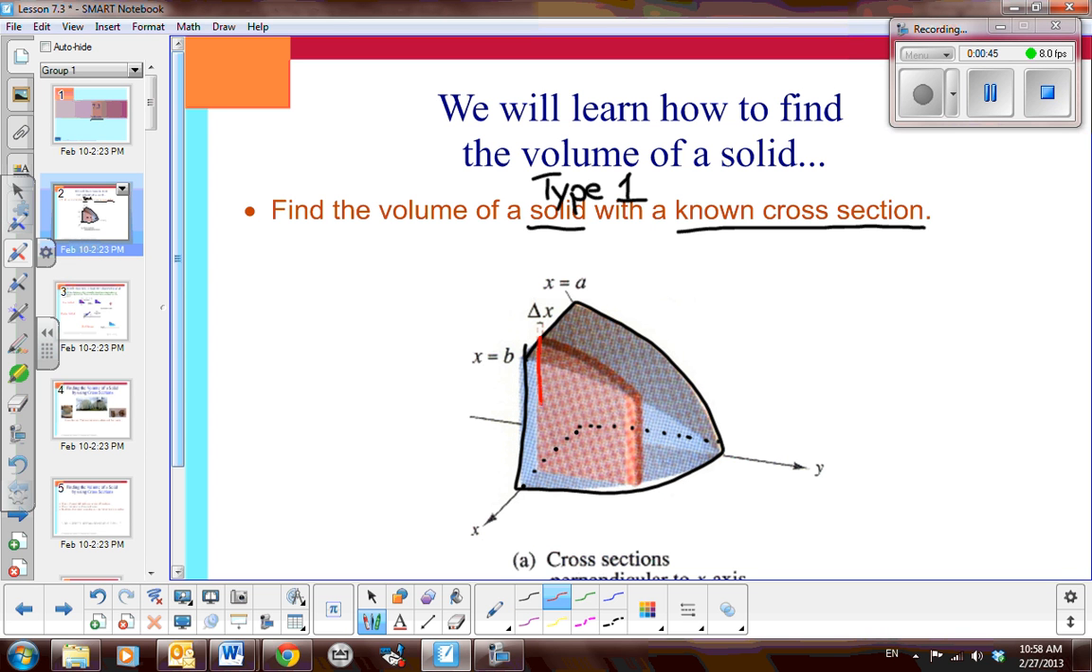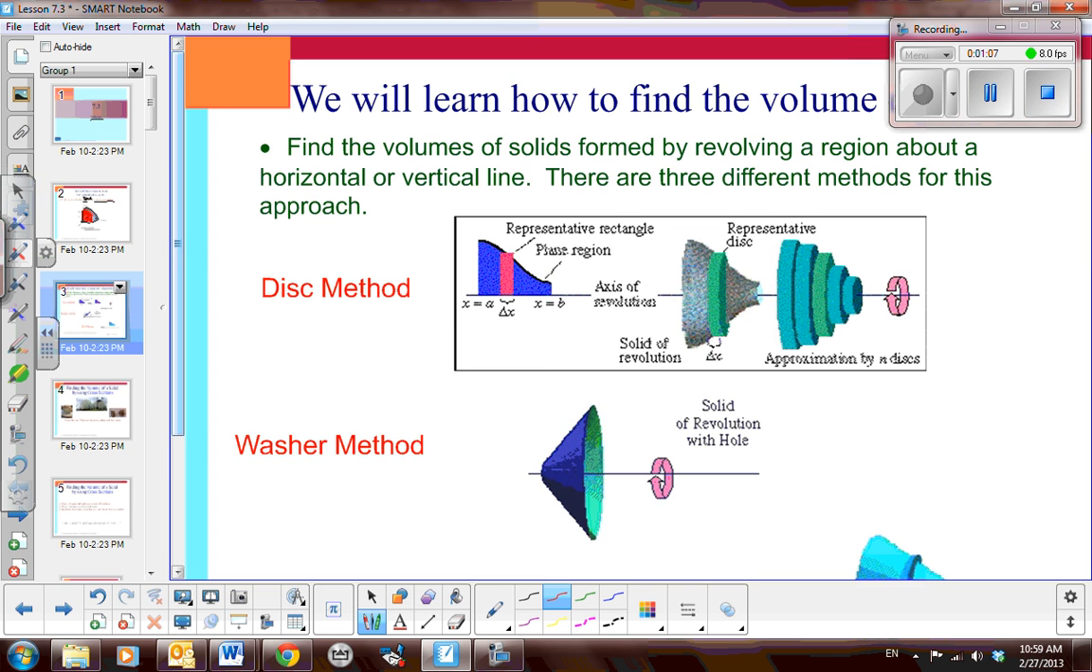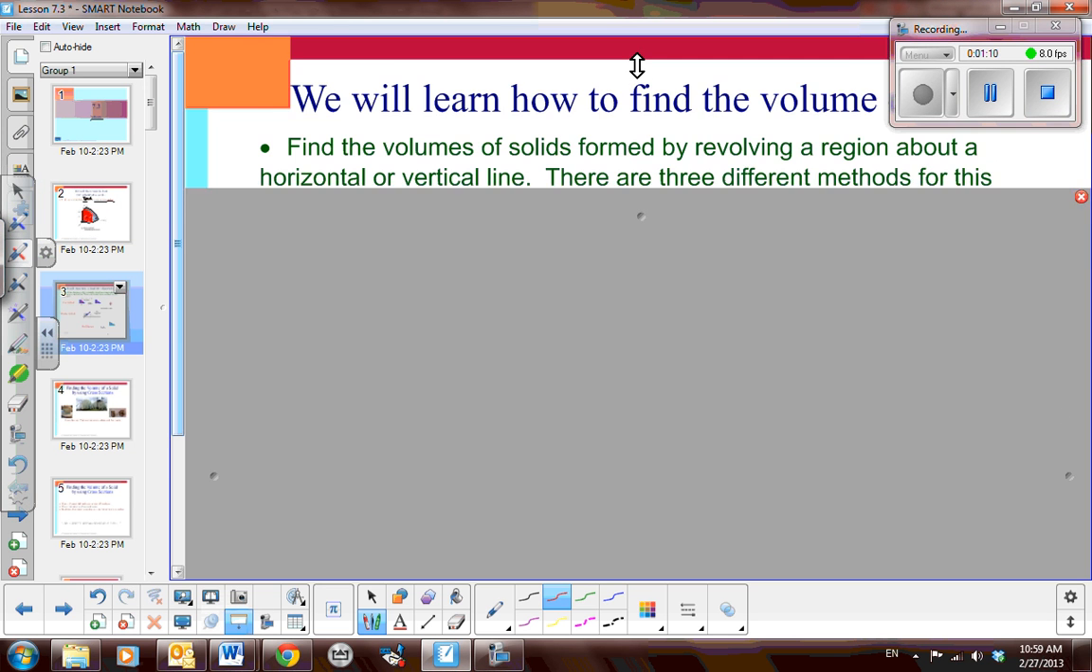Now you'll notice drawn within here is a cross section, okay? So for today, what we are going to do is we will be given a cross section, and then we will find the area, the volume of that cross section, and integrate it from a lower to upper limit. So more on that in a little bit, but let me give you a foreshadowing of what's to come in the other types of volumes. Now I know that's a little overwhelming, so let's take this one at a time.